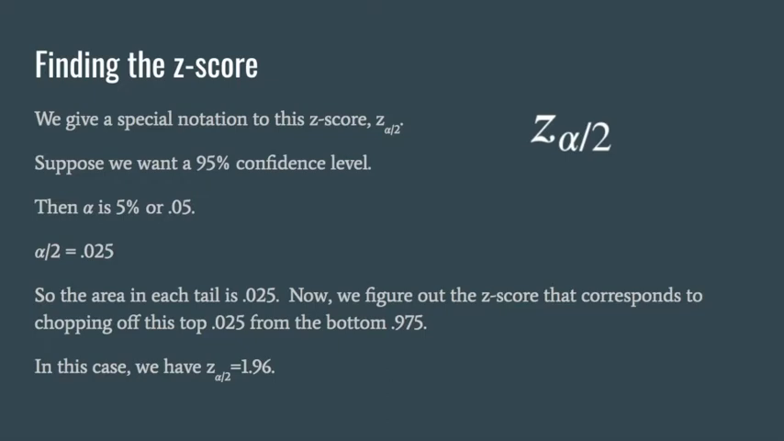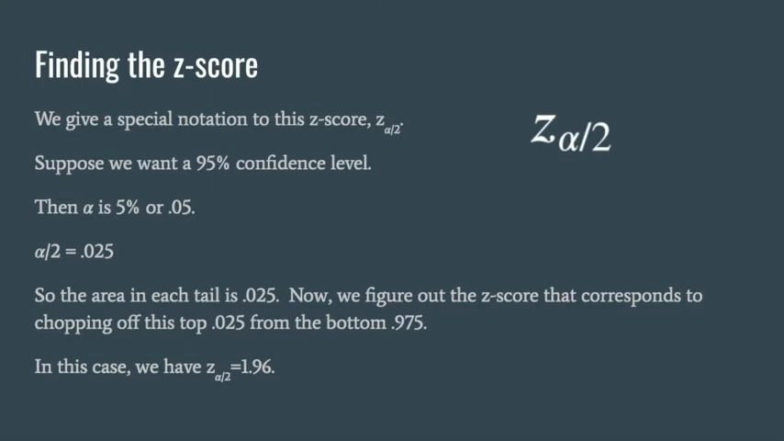So find the z-score. Here's how we're going to do this. Using the tables is one way. The other way would be to use inverse normal in the calculator. But basically what we're doing is we're finding a z-score and giving it a special name. We're calling it z alpha over 2. And oftentimes this is just referred to as the critical value. Okay, so sometimes this z alpha over 2 is the critical value.